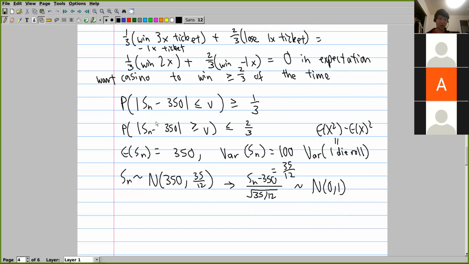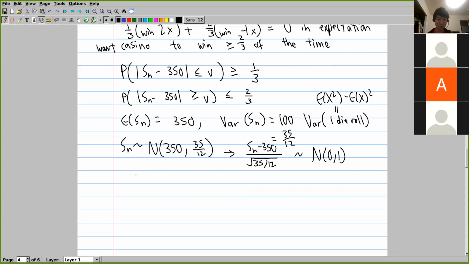So now that we have our normal distribution, we can... sorry, I have one more question. How do we calculate E of X squared? Well, for a dice roll, you can do 1/6 times 1 squared plus 2 squared, blah, blah, blah, all the way to 6 squared, and then you subtract away the average squared. It's a relatively small calculation, so don't sweat it. Okay.